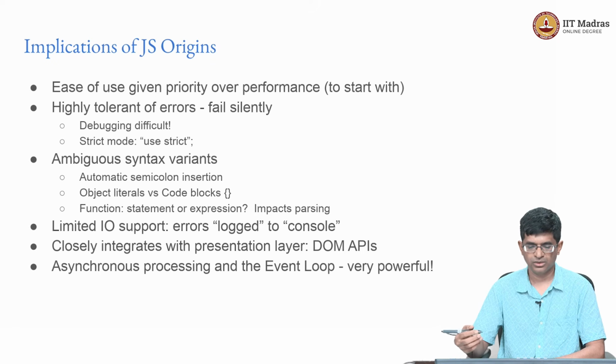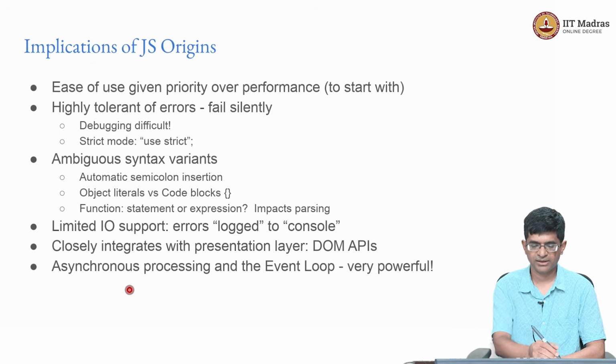Now, having said all of this, these are the drawbacks of JavaScript. There are a couple of other things which make it very powerful, right? One of them is the close integration with the presentation layer, right? The so-called DOM, the document object model, and the APIs for interacting with the DOM mean that JavaScript has a way by which it can directly manipulate what's seen on a web page, right? And this is immensely powerful. This is what finally leads to the actual use of JavaScript for developing interactive applications.